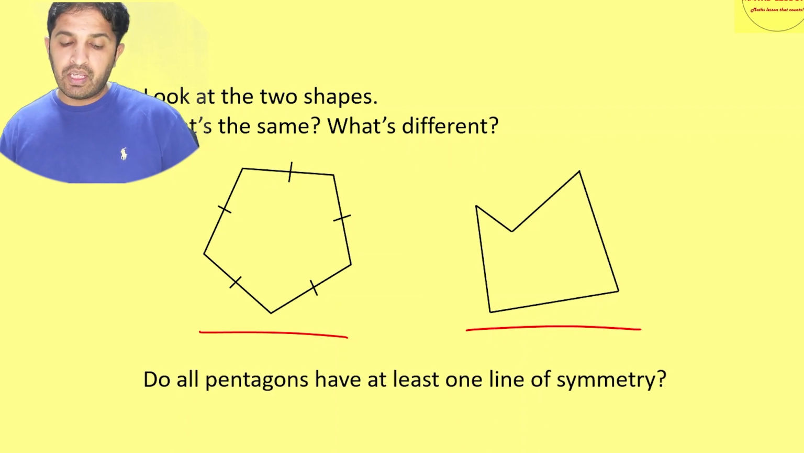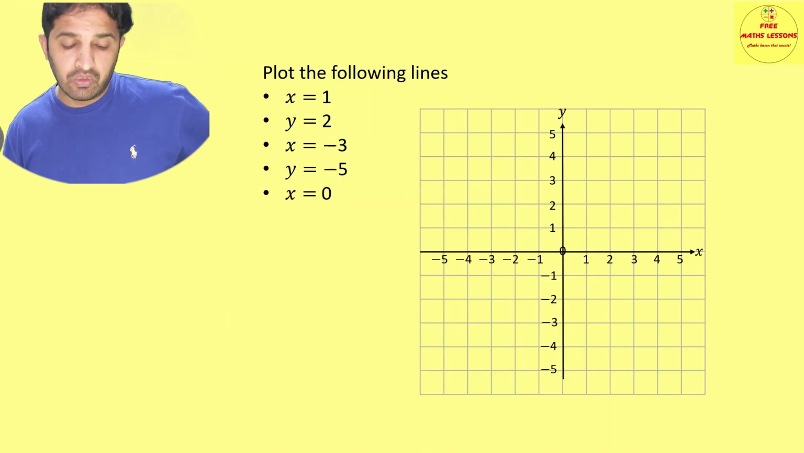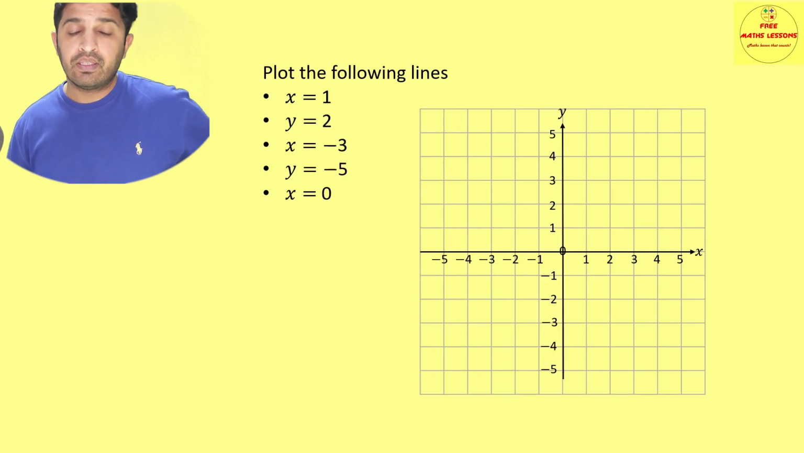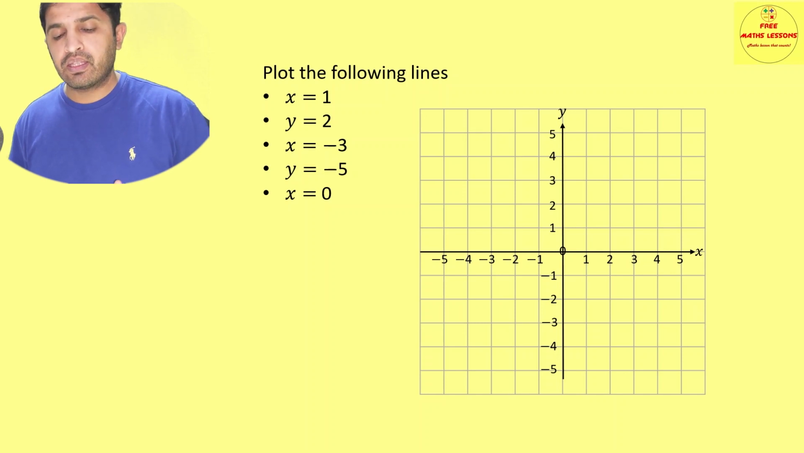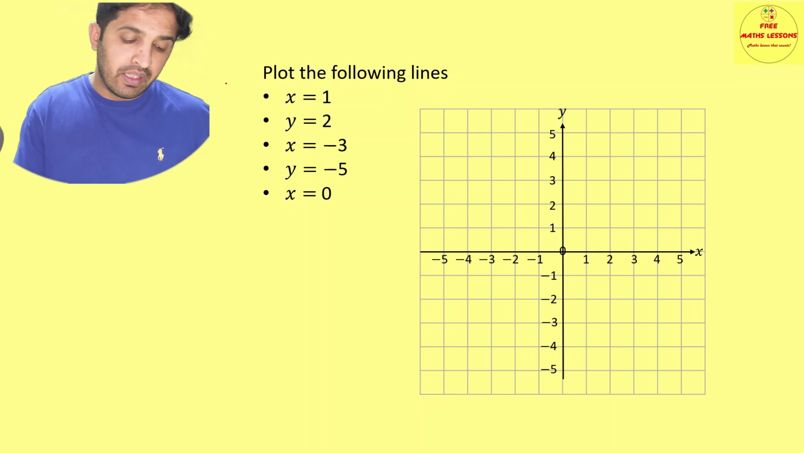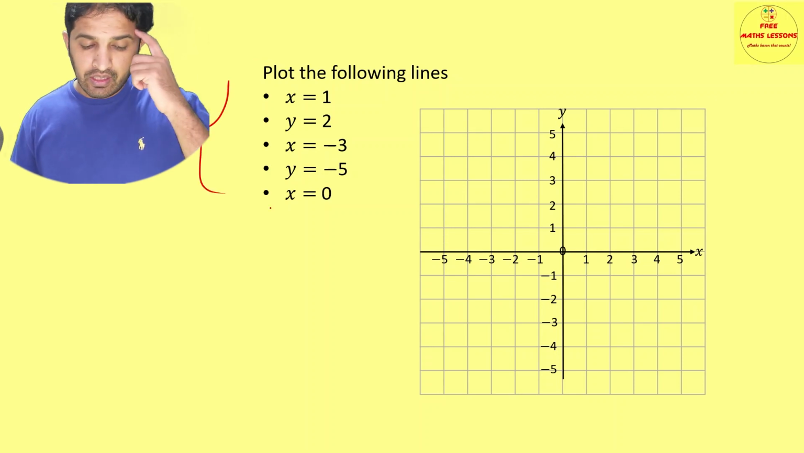Do all pentagons have at least one line of symmetry? The answer is no. Not all pentagons have one line of symmetry. So one of the things we need to know is to be able to draw straight lines. Not necessarily all the straight lines, but the lines that are parallel to the y-axis and the lines that are parallel to the x-axis. So we should be able to draw these lines. So let's try looking at it.